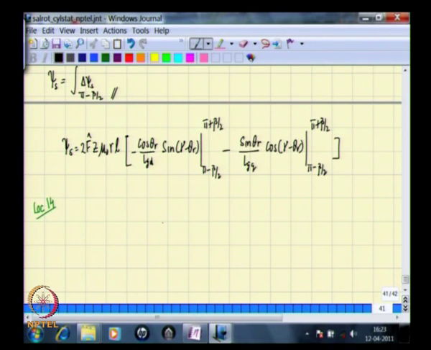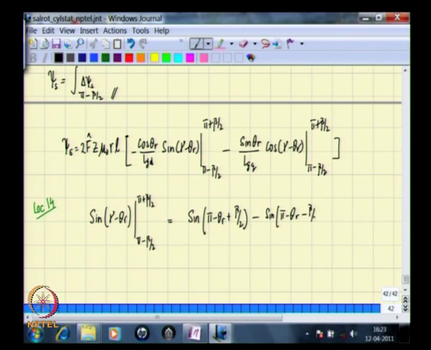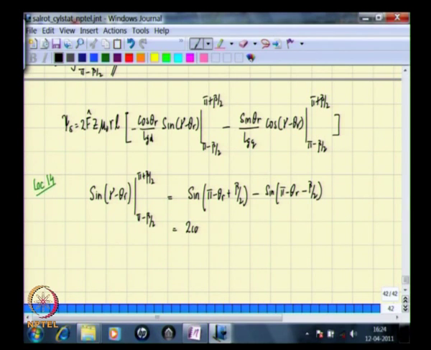Now let's try to simplify this relation and proceed further. The integration that we have done, when you substitute the limits, the first term, that is sin of gamma minus theta r going from pi minus beta by 2 to pi plus beta by 2, can then be written as sin of pi minus theta r plus beta by 2 minus sin of pi minus theta r minus beta by 2. So this is of the sin a plus b minus sin a minus b form. So this is 2 times cos of pi minus theta r into sin beta by 2, which is nothing but minus 2 cos theta r sin beta by 2.